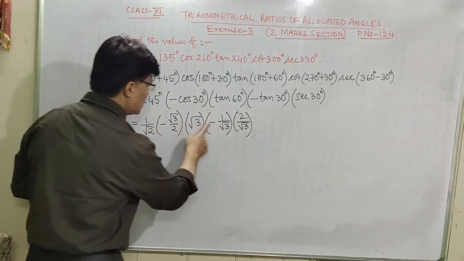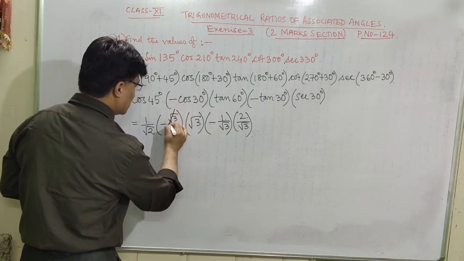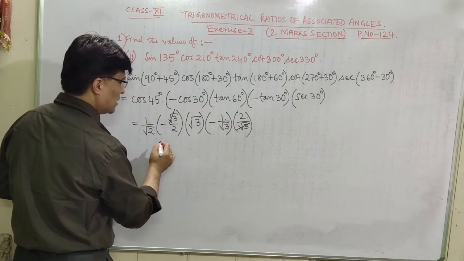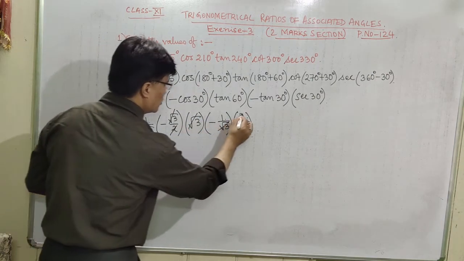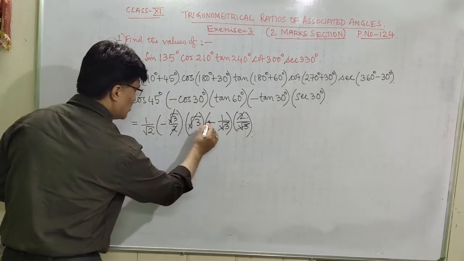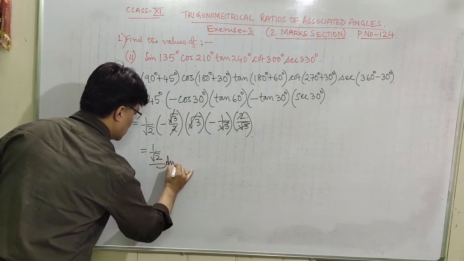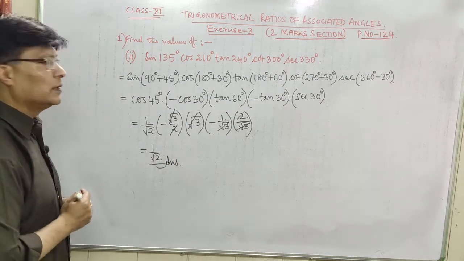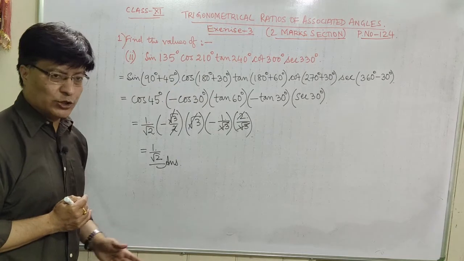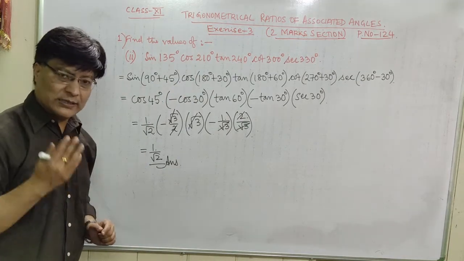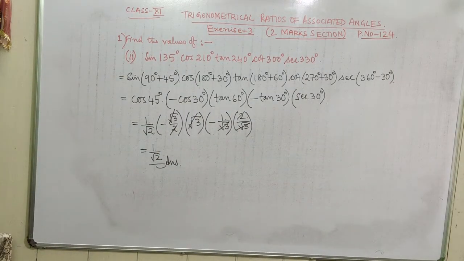Understood? So it is minus into minus is plus. You know that, right? So here you can cancel this root 3, this also root 3 gets cancelled, and here this 2 gets cancelled, and this is minus into minus is plus, which is equal to 1 upon root 2. So this is the final answer. So the value of this given expression or trigonometrical ratio is 1 upon root 2. That is the final answer. So you can copy it. Now we'll do the next question.